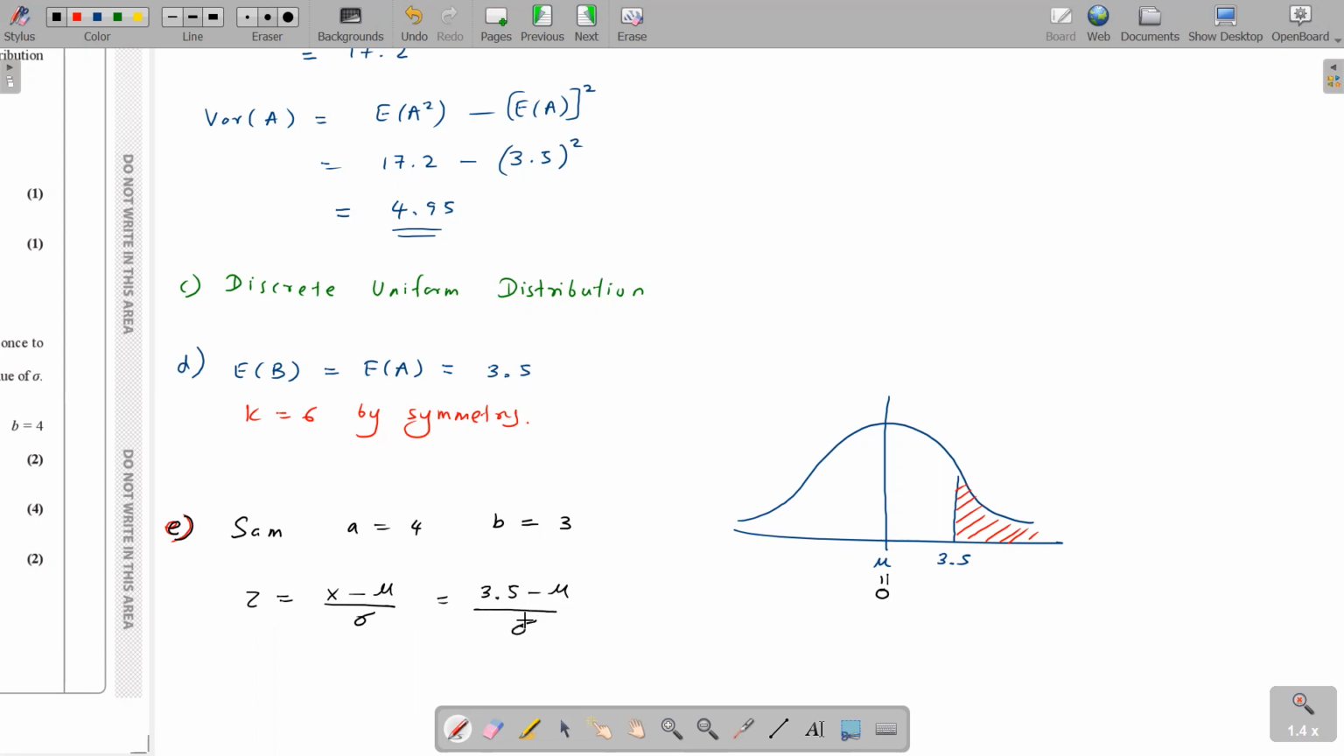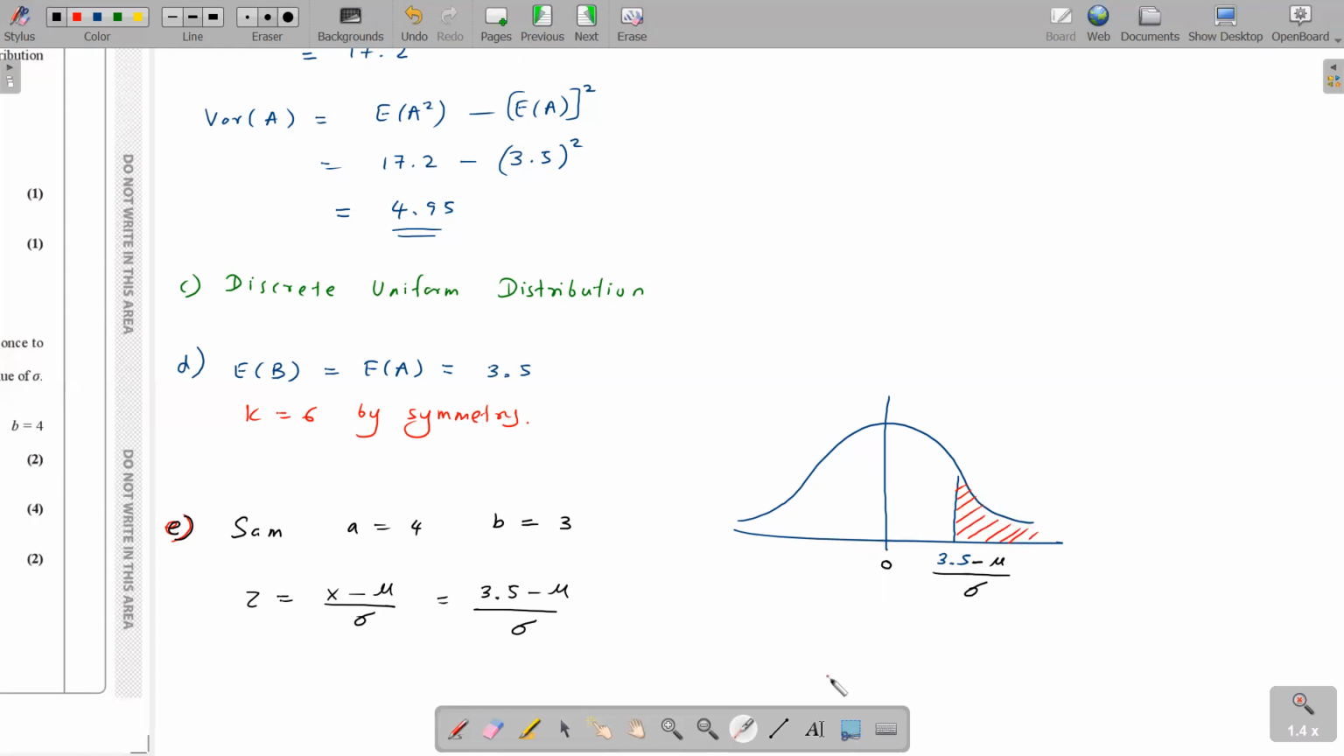Are you with me? So let me take this as 3.5 minus mu over sigma. I'm drawing the standard normal distribution now. When your mu and sigma values change, you do realize the position of this point is changing. So then they ask who has the highest probability of x greater than 3.5. This shaded area, the person who has the higher shaded area will win.